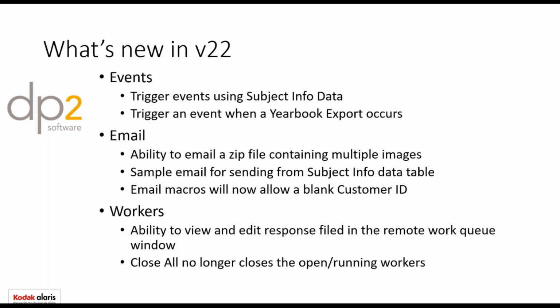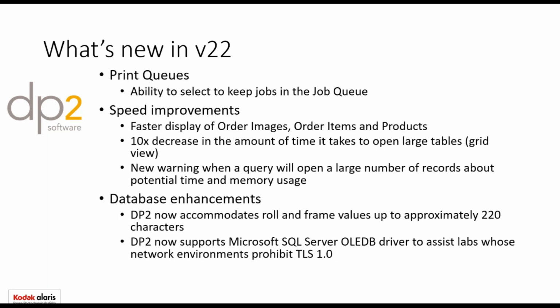We're going to talk about events. I'm going to do it via the events and email. I'm going to talk about that via the workflow, but just a couple of highlights that I want to make sure you guys remember are included here in my list, such as being able to use subject info data. We're going to talk a little bit about workers, just insofar as I need them to do a couple of other things. But I do want to mention that workers, when you close all, it no longer closes and shuts down your open workers. So that'll be a relief, I know, to several of you.